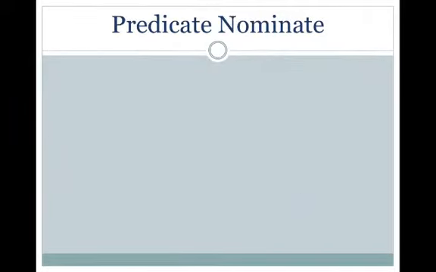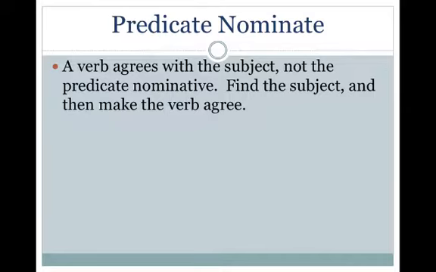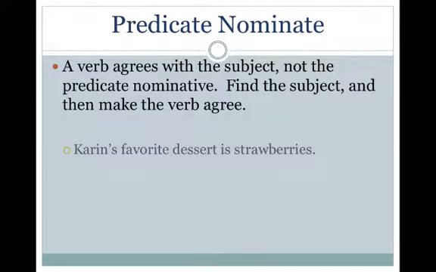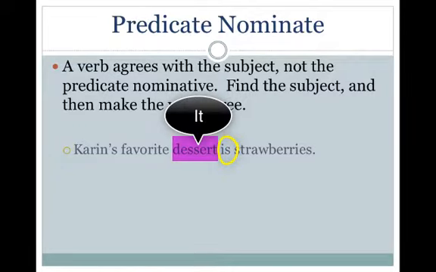And finally, predicate nominative. Remember what that is? A verb agrees with the subject, not the predicate nominative. So you want to find the subject and then make the verb agree. Don't try to make the verb agree with the predicate nominative. For example, Karen's favorite dessert is strawberries. The subject is dessert, and it's singular, so the verb is singular, is. You would say it is strawberries. Strawberries is the predicate nominative, and even though that's plural, that doesn't matter.